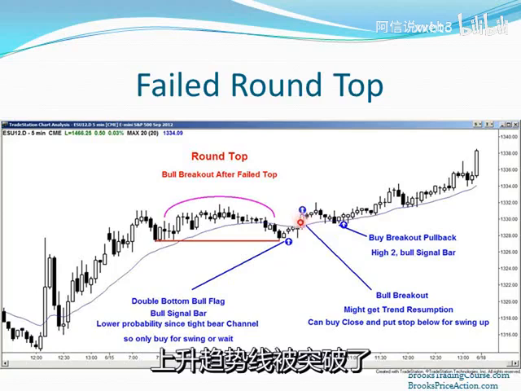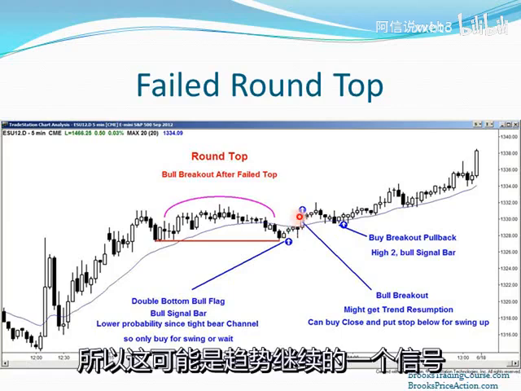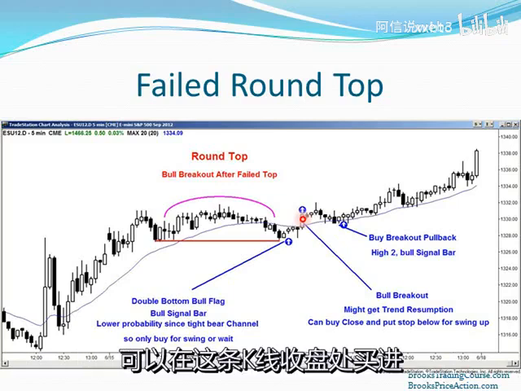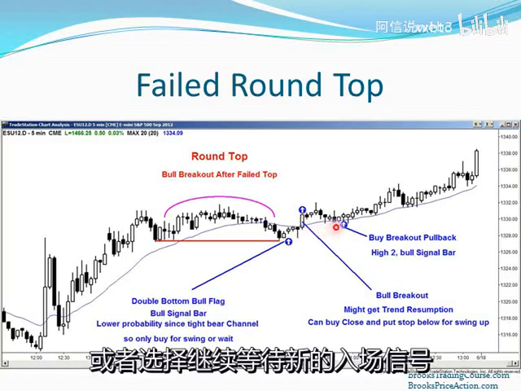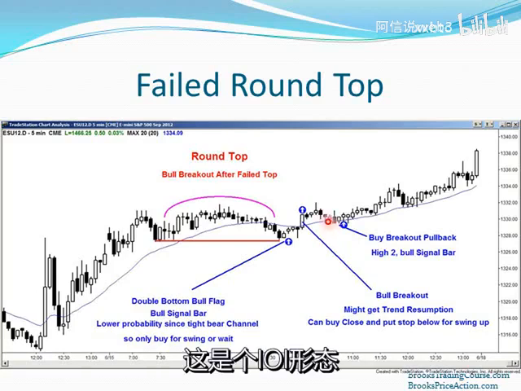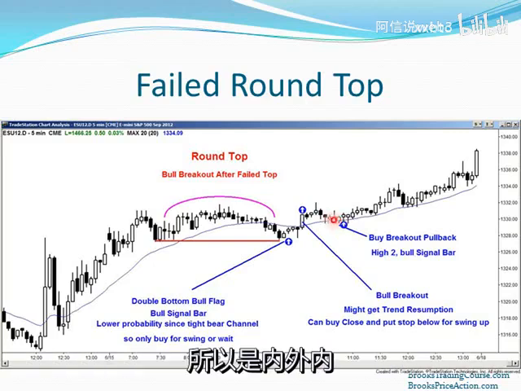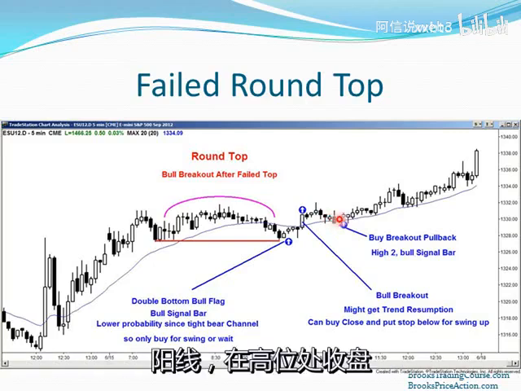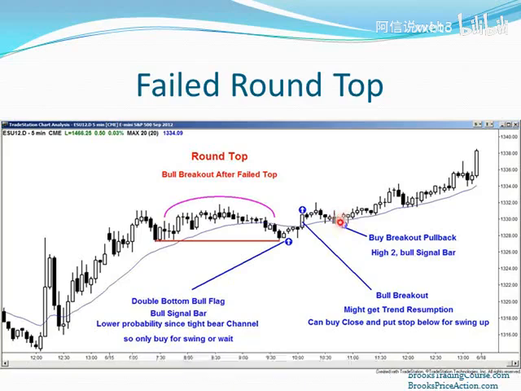We had a bull breakout here, a bull trend bar. Every trend bar is a breakout, closed well above the high of the prior bar. So this might be an attempt at the trend resuming. You could buy the close of that bar and put a stop below its low, or you can wait for another signal. Here's an IOI pattern, an inside bar, then an outside bar, and a second inside bar. So it's inside, outside, inside. Bull bar closing on its high. I think that's a reasonably good buy setup. Buy one tick above its high, place a stop one tick below its low.